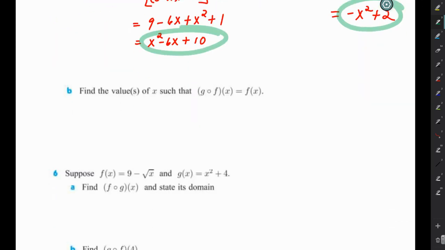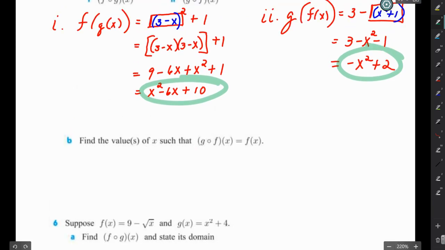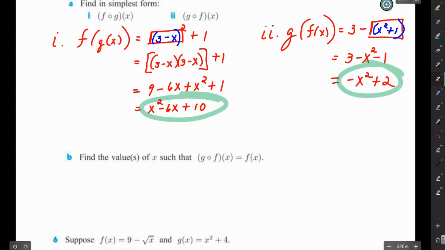Find the values of x such that g of f of x equals f of x. Okay, that looks crazy, right? But let's just break it down. First of all, what did we find is g of f of x? And IB likes to use problem solutions from the parts that were previous. So we know that g of f of x is what we've identified as negative x squared plus 2. And we know already, given in the problem, that f of x is x squared plus 1.